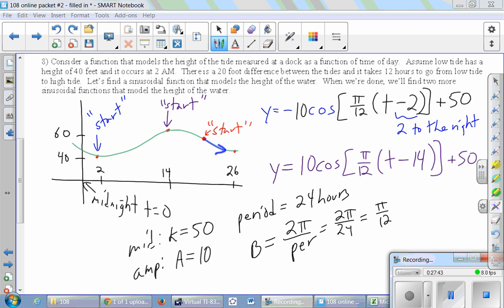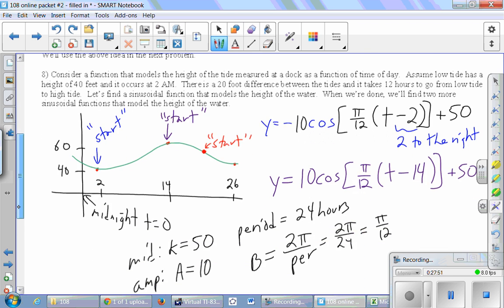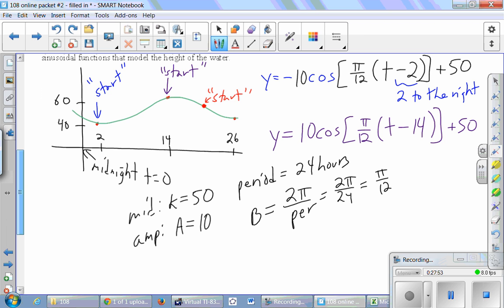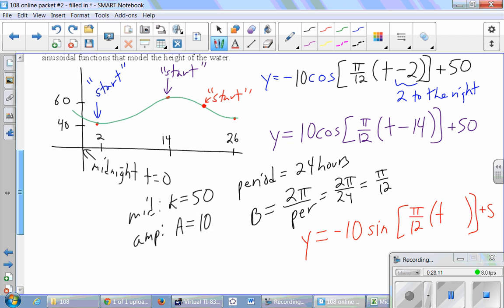And so as we saw up at the top of this page, if you're at the middle and going down, then you are a sine with a negative. So all we're going to do is right here in red, exactly the same as what's up there in purple, 10. But now instead of cosine, we said it's a sine, and it's negative. Pi over 12 times t, blank space for the horizontal shift or the phase shift, plus 50 is consistent.